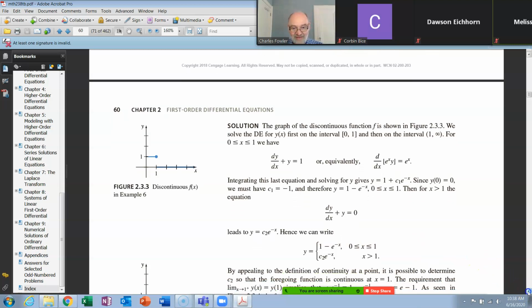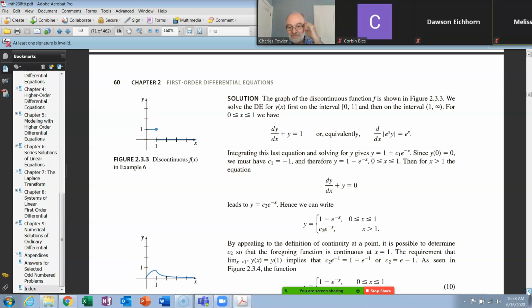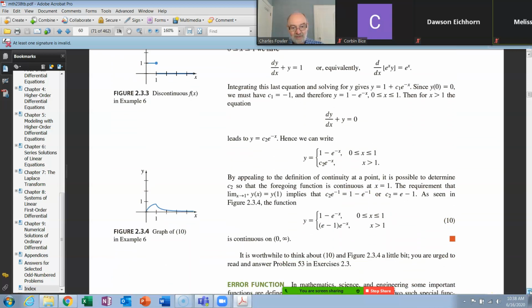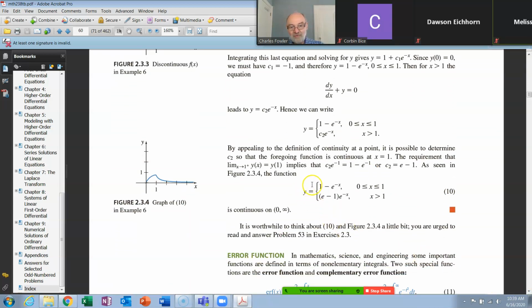what I was saying as a new initial condition basically was appealing to the definition of continuity. You want this answer to be continuous at x equal 1, so we put x equal 1 in here, and y equal 1 minus e to the minus 1 here, and that gave us a way to calculate c2, which came out to be exactly what we got. So, in the first part it is 1 minus e to the minus x.